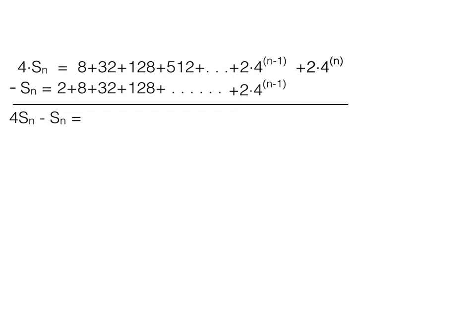And on the right side, look what happens. The 8s cancel, 32s cancel, 128s cancel. Everything's going to cancel except for the last one, which is 2 times 4 to the n, and the first one, which was 2. So we have 2 times 4 to the nth power minus 2. If you don't see how that happened, go back, pause, look, write down questions. So we have 4 times s sub n minus s sub n is equal to 2 times 4 to the n power minus 2. That's a mouthful.